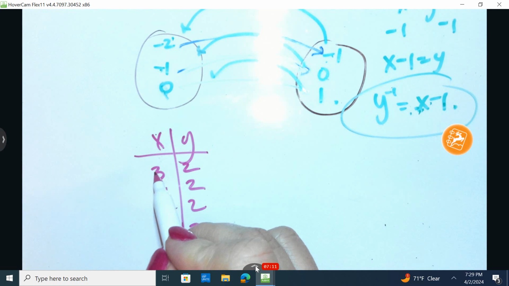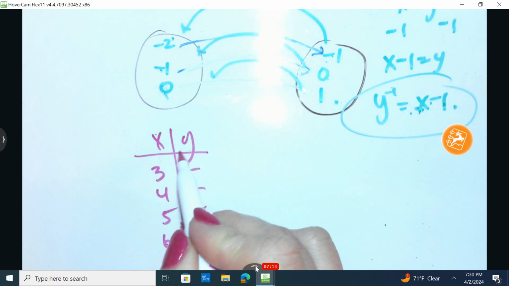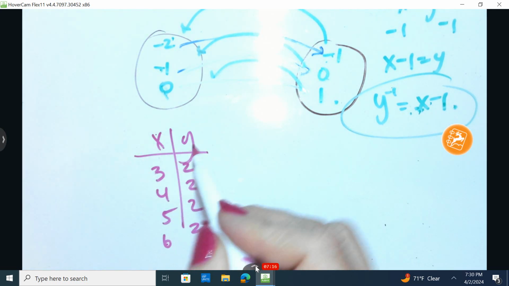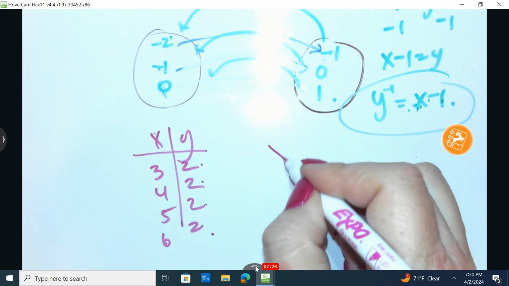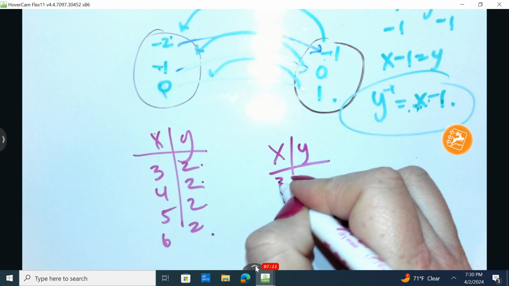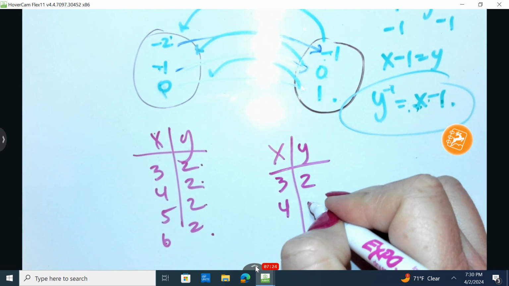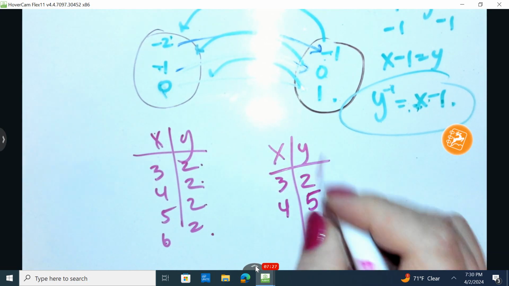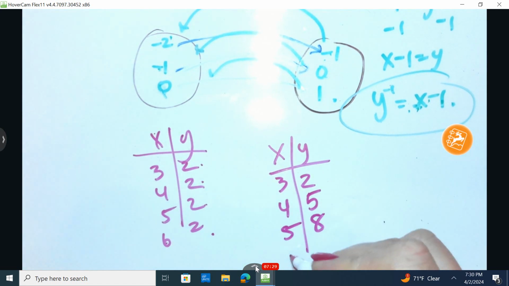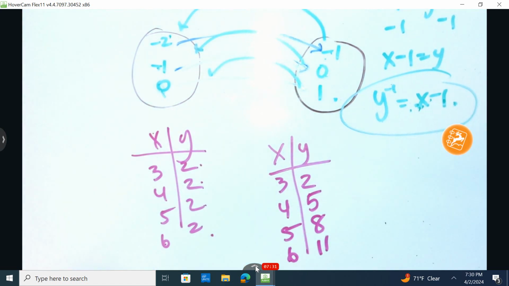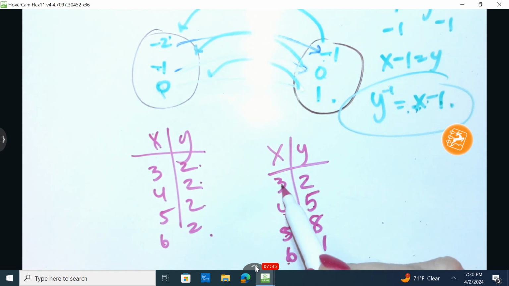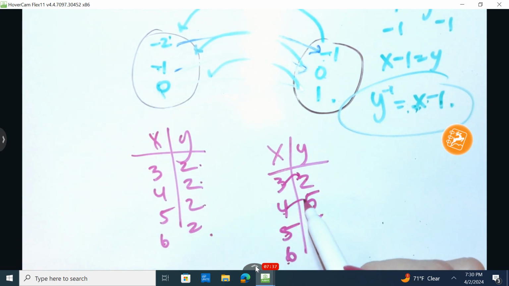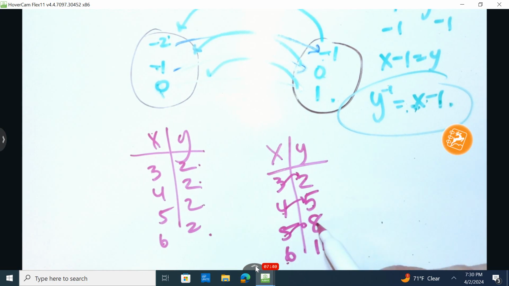Because 1 to 1 means that only one x value matches onto each unique y. And we can see that more than one x does. So it's a function. It's just not a 1 to 1 function. This would be an example of a 1 to 1: 3 to 2, 4 to 5, 5 to 8, and 6 to 11. Here's an example of a 1 to 1 function because every x matches onto a unique y. That means no other x is going to map onto 2, 5, 8, or 11.